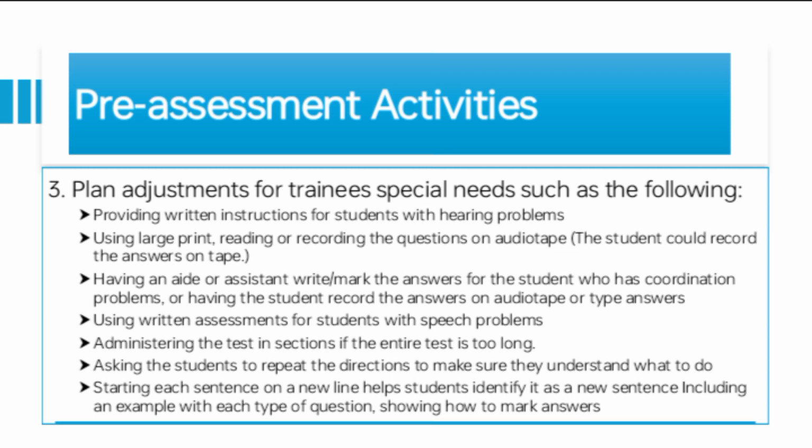Number 4, using written assessments for students with speech problems. Number 5, administering the test in sections if the entire test is too long. Number 6, asking the students to repeat the directions to make sure they understand what to do. Lastly, starting each sentence on a new line helps students identify it as a new sentence, including an example with each type of question, showing how to mark answers.